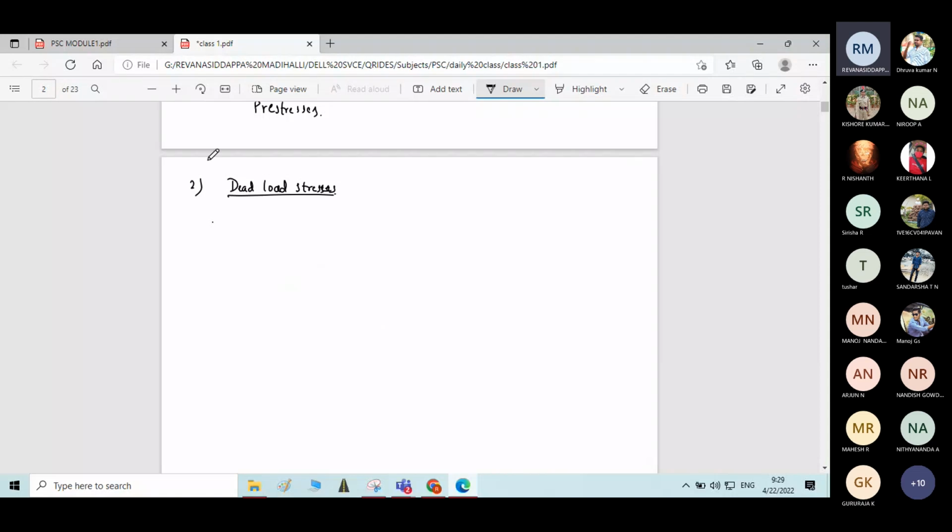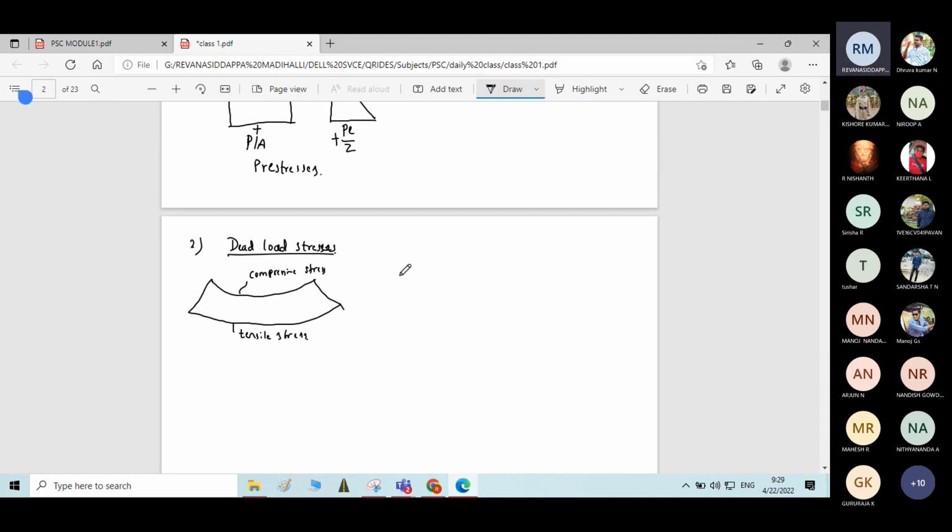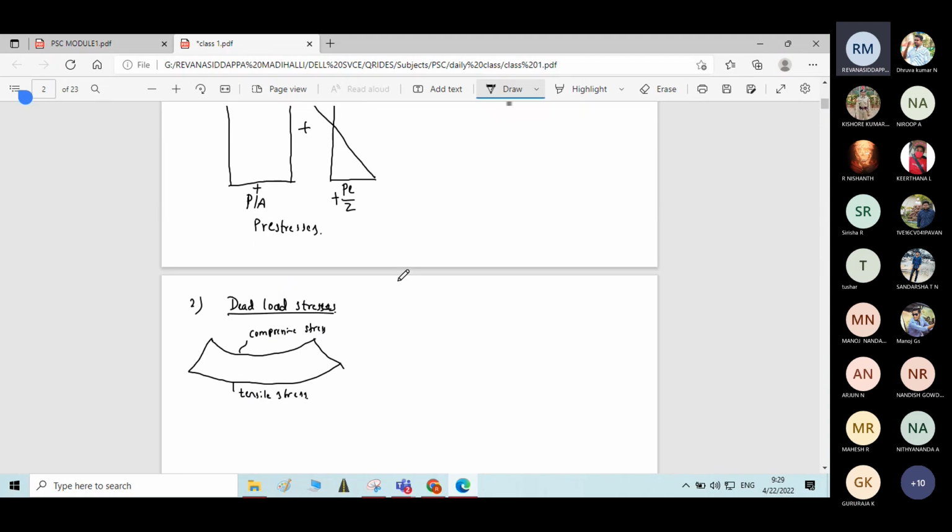Okay. Now, the nature of bending of the beam is sagging, like this. So in this case, the top fiber is subjected to compressive stress, and the bottom fiber is subjected to tensile stress. Now the question is how to find the dead load stresses. Correct? How to find the dead load stresses.